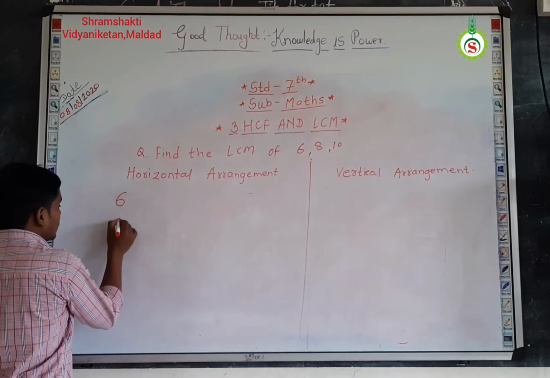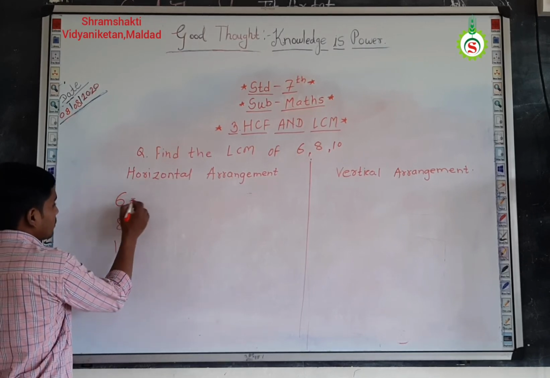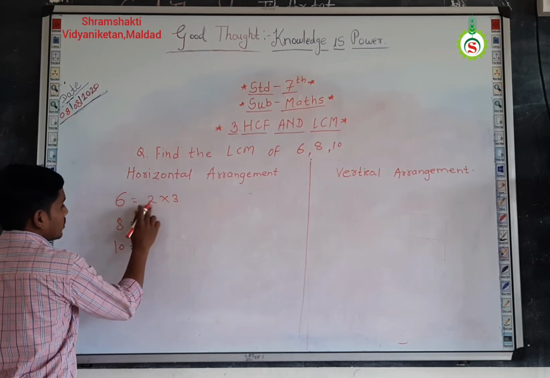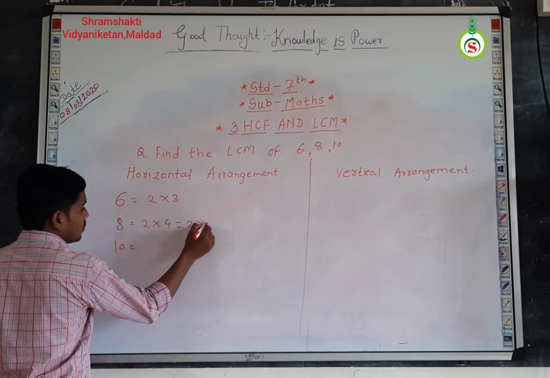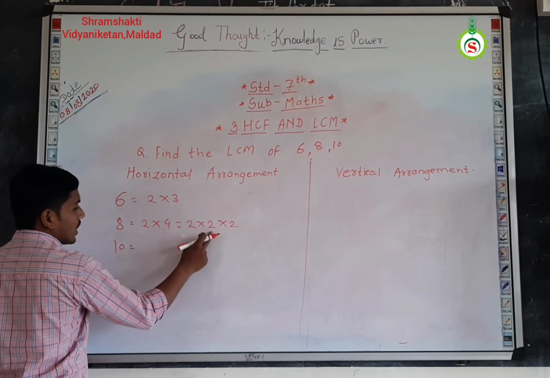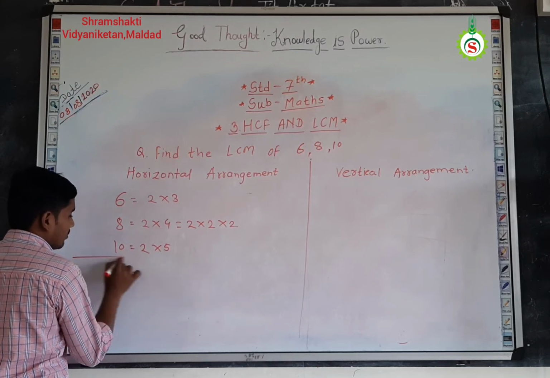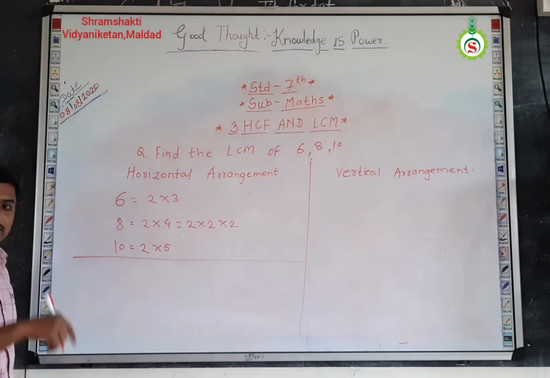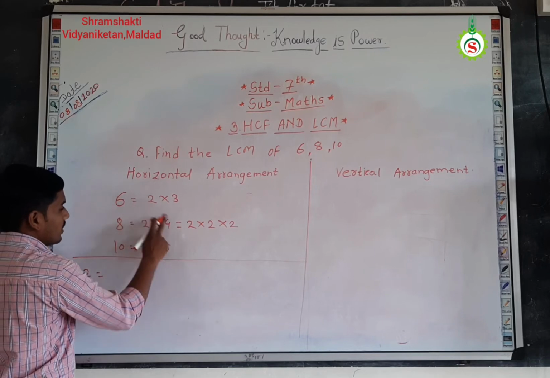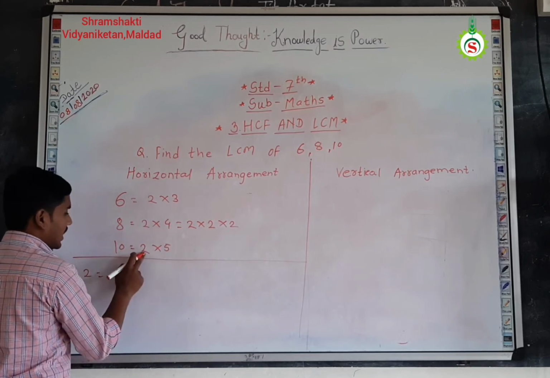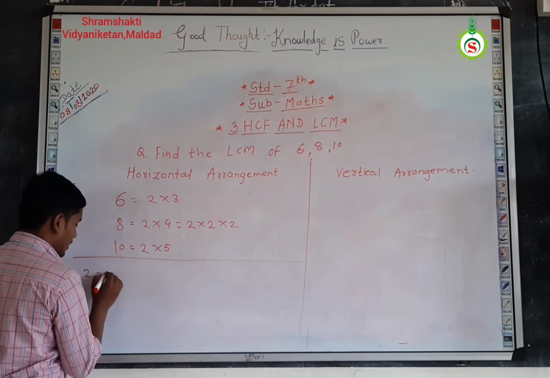So 6, 8, 10. Okay, which are the factors of 6? 2 into 3, 2 3s are 6. Now 8 is 2 into 4, that means 2 into 2 into 2. 2 2s are 4, 4 2s are 8. Now 10 is 2 into 5. So those are the factors. Now I will take the maximum occurrence of every factor. So 2: here 2 occurs 1 time, here 2 occurs 3 times, and here 2 occurs 1 time. That means the maximum occurrence of 2 is 3 times.